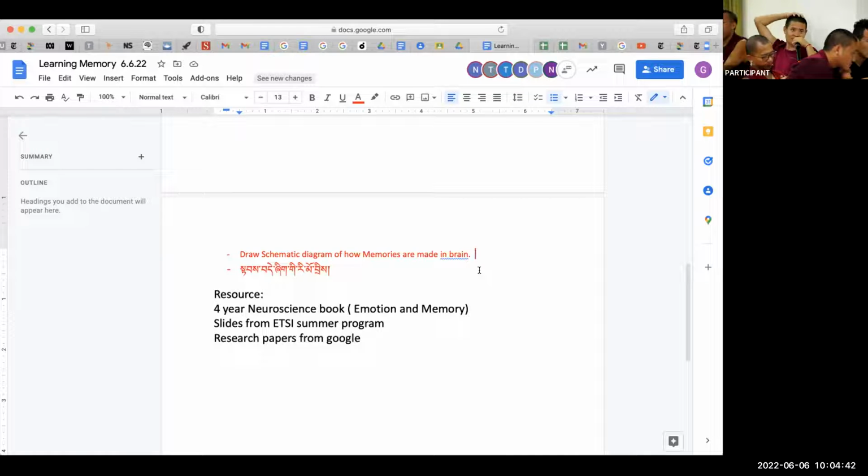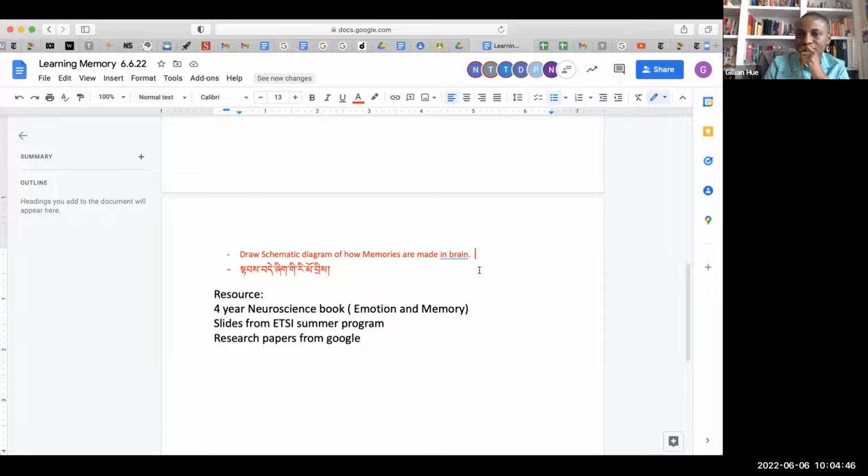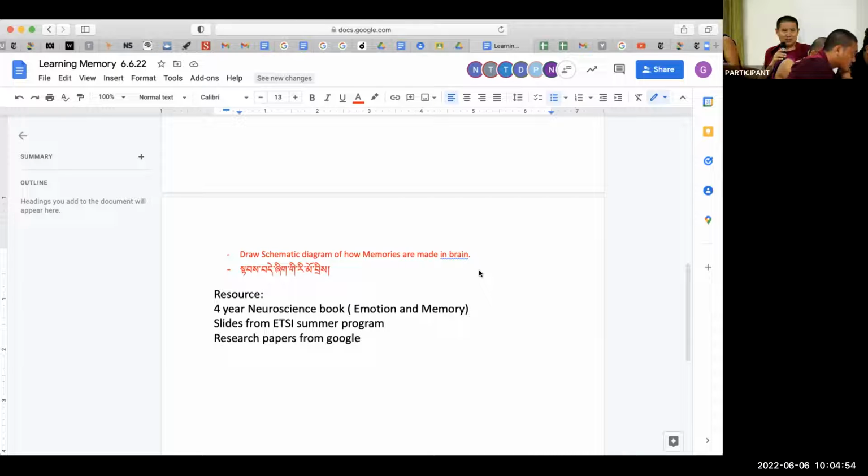and its consolidation, the limbic system. And for that they will show some sort of image of the limbic system.